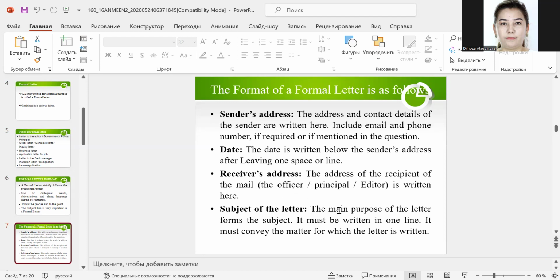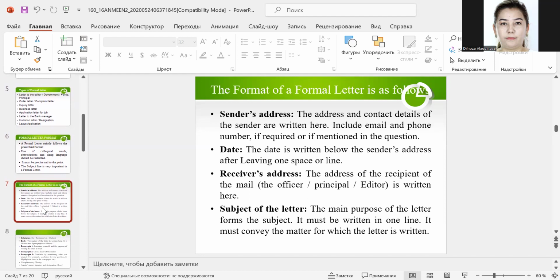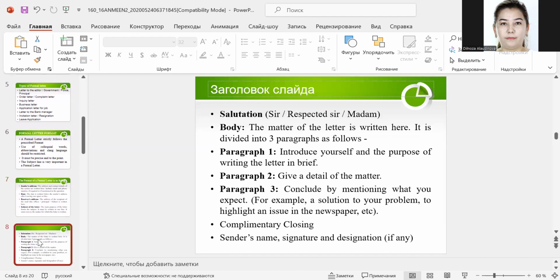Subject of the letter. The main purpose of the letter forms the subject. It must be written in one line. It must convey the matter for which the letter is written. Salutation. It may be sir, respected sir, or madam. The next part is the body. The matter of this letter is written here.